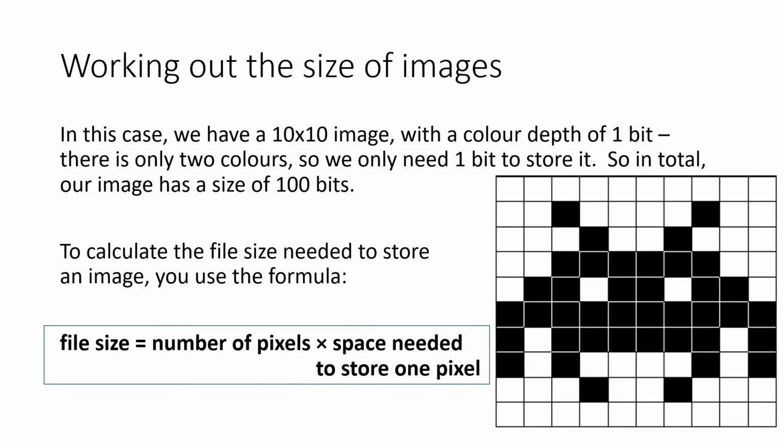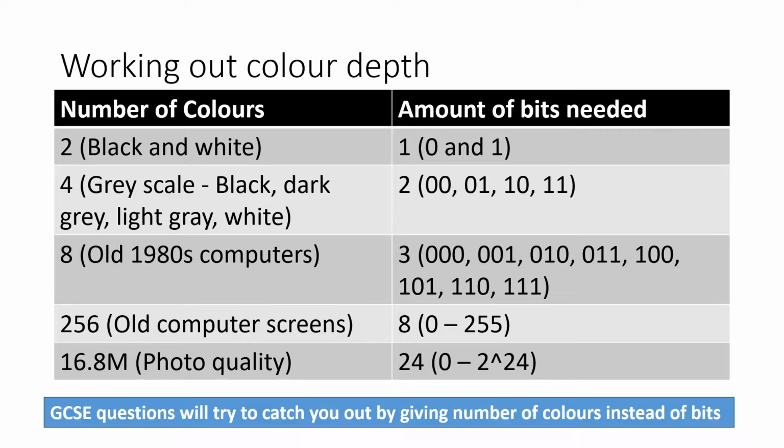Let's look at an example. Here we have a 10 by 10 image, color depth of 1 bit, because it's only black and white, so black or white, 1 bit can hold 2 colors. So the size of that image is 100 bits, because you have 10 rows by 10 columns, that's 100 pixels, multiplied by the color depth, which is 1, that will get you 100 bits. Now remember, it's bits, so sometimes they'll ask you for bytes, so you have to divide that by 8 to get bytes. So file size is number of pixels multiplied by the color depth, or the space needed to store 1 pixel.